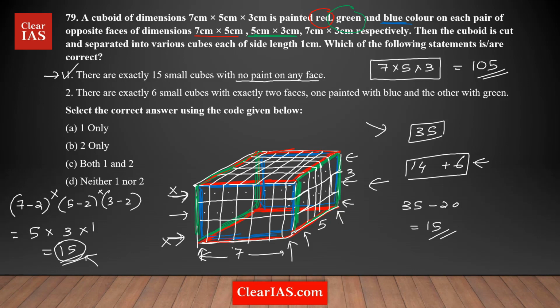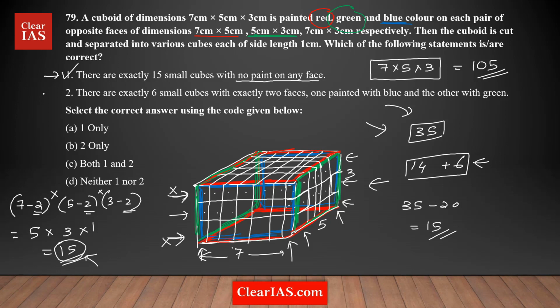So what we did here is we just removed the cubes at the border. For the cubes on the border or the surface, one of the faces will definitely be painted. That's the logic we used. We subtracted 2 from each dimension, length, breadth and height, because we are not counting the cubes at the border or the surface. That's how you get 15. Or you can use the other approach, logically thinking about it and figuring out how many of them are not painted. So the first statement is correct.